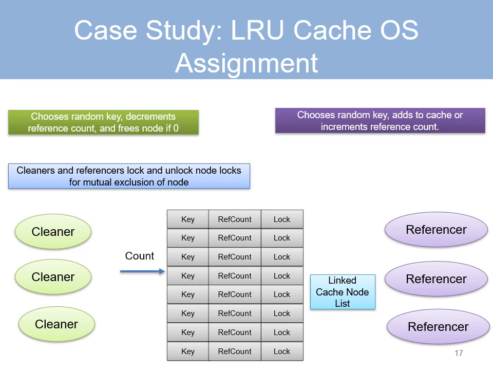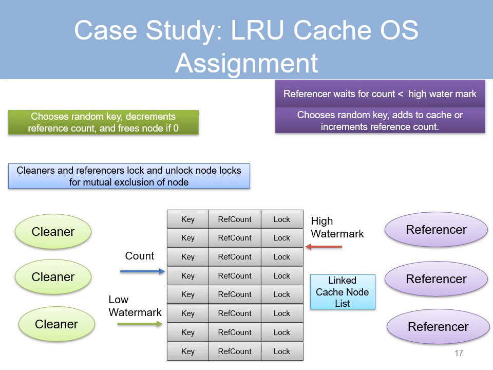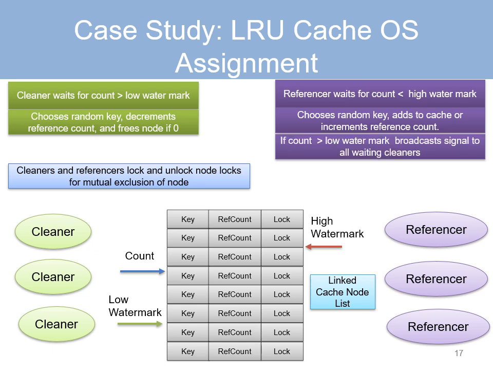Now, the referencers can't do their job if the cache is full. The cleaners can't do their job if the cache is empty. So there was a count kept of how many elements there were in the cache, and there was a high watermark and a low watermark. A referencer waited for the count to be less than the high watermark before it tried to reference, and a cleaner waited for the count to be greater than the low watermark before it cleaned.